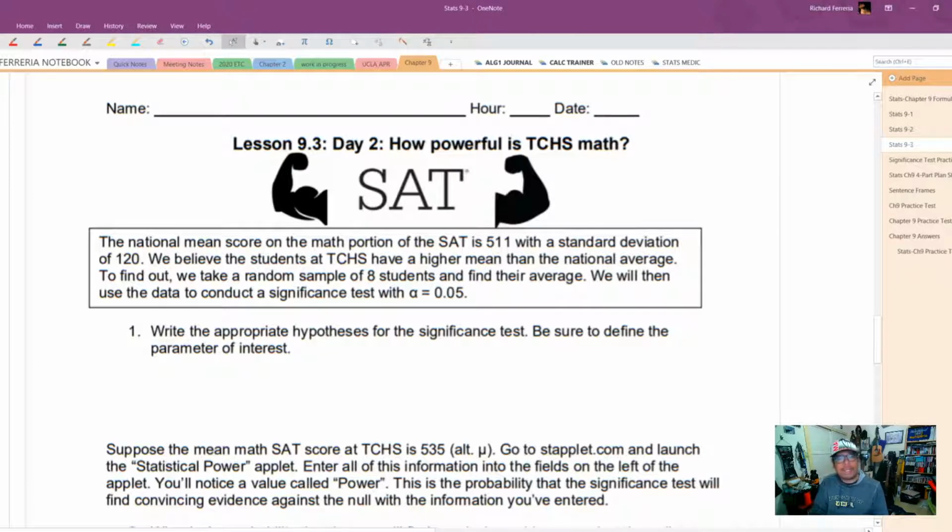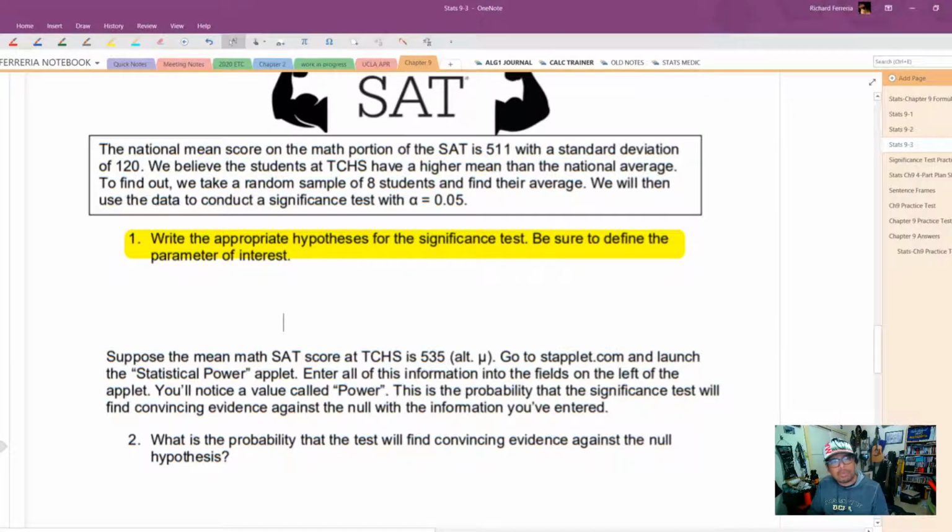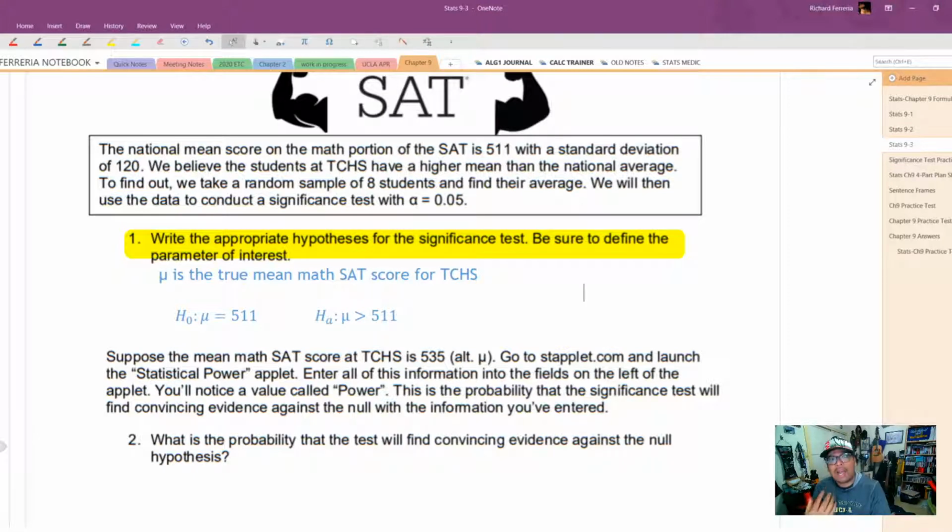So far, this just sounds like exactly what we did in the last section with 9.3, Day 1, the significance test for mu. So the first thing we're going to do is write the appropriate hypotheses for the significance test and define the parameter of interest. So we can say that mu is the true mean math score for Taft High School. For our hypotheses, we have H naught, mu is equal to 511, and H alternative, mu is greater than 511, because we believe that students at Taft High School have a higher mean.